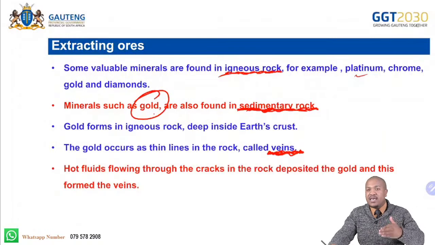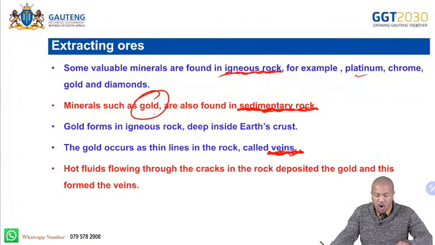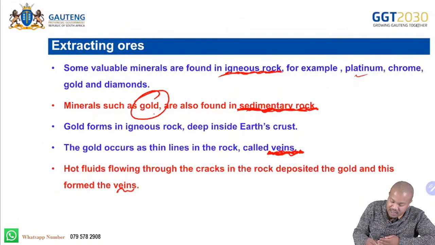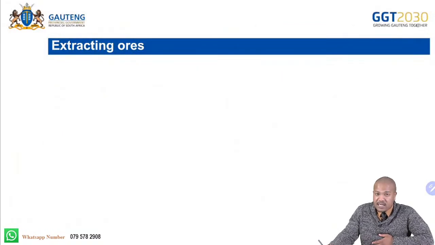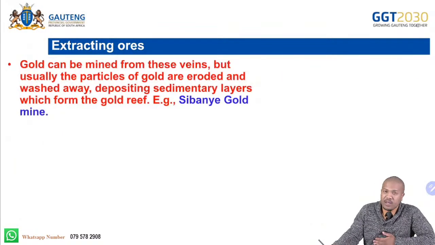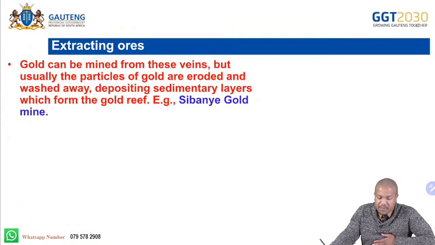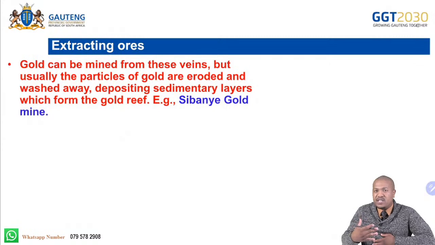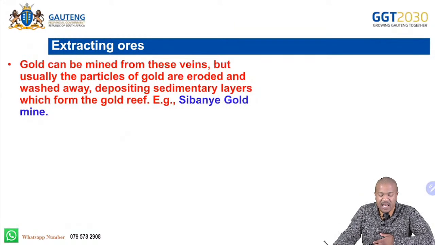They form these veins. So hot fluids flowing through the cracks in the rock are deposited, and the gold forms the veins, as I've said in the previous point. Right. So also gold can be mined from these veins. We can extract gold from these veins of these rocks, right? But usually the particles of gold are eroded and washed away, depositing in sedimentary layers which form the gold reef, right?